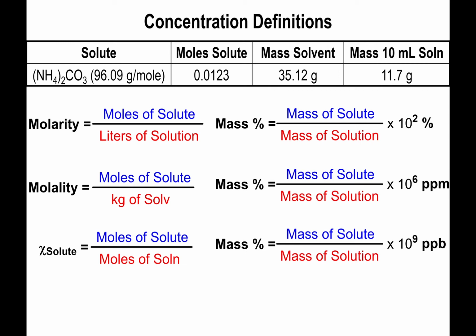We're going to perform a calculation for each one of these values: molarity, molality, mole fraction, and mass percent, given the following information. We're going to use 0.0123 moles of ammonium carbonate solute, which has a molar mass of 96.09 grams per mole. The mass of the solvent is 35.12 grams, and the mass of 10 mL of solution is 11.7 grams. So in essence, this last column represents the density of the solution.